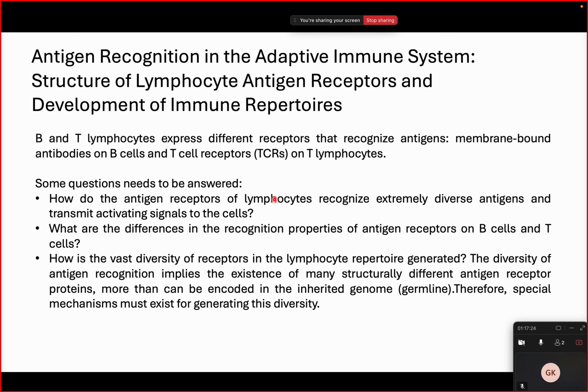Then we started discussing the recognition of antigen by the adaptive immune system, because the microbe as a whole or via PAMPs is seen by the innate immune cells. But how are adaptive immune cells seeing them? How is it recognizing the antigen, because it cannot see the microbe as a whole? So that we discussed a little bit. What we discussed is that B and T lymphocytes express different receptors that recognize antigens, that is membrane-bound antibodies on B cells, and T cell receptors on T lymphocytes.